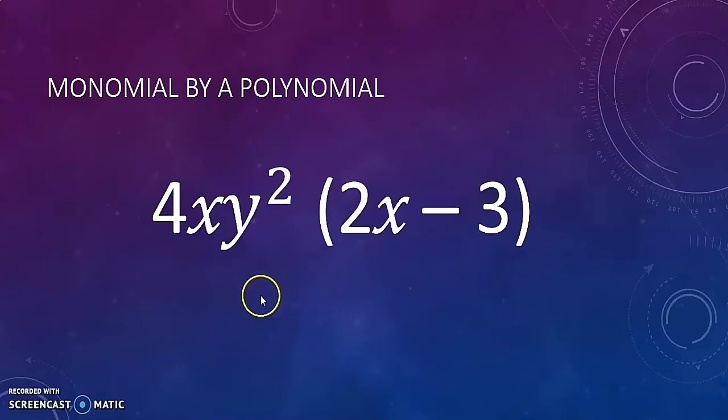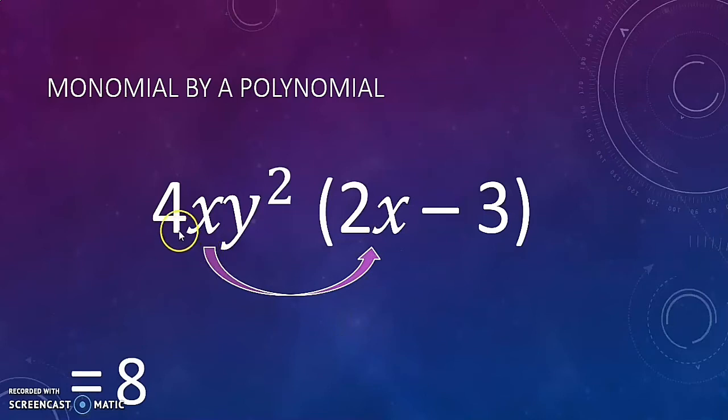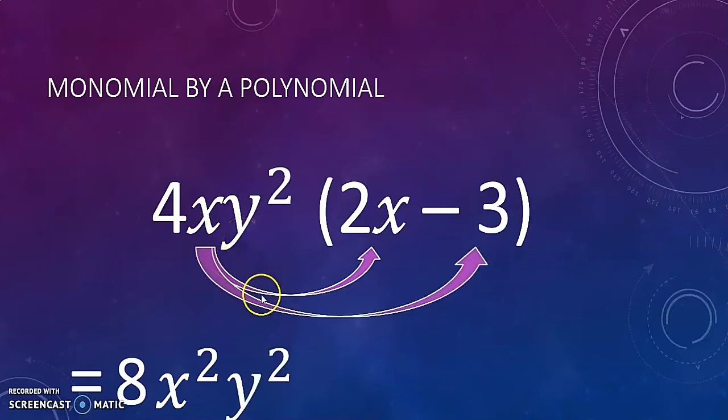So we will use distributive property. First, we will multiply 4xy squared to each term in the second quantity or in the binomial. So 4xy squared times 2x equals, so 4 times 2 equals 8. X times x equals x squared. Using product rule, we will just copy the common base and add their exponents. And then copy y squared.